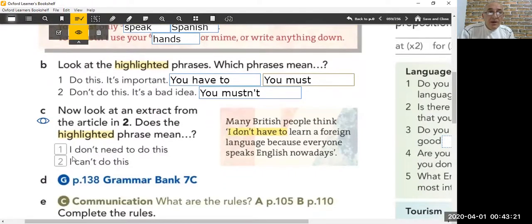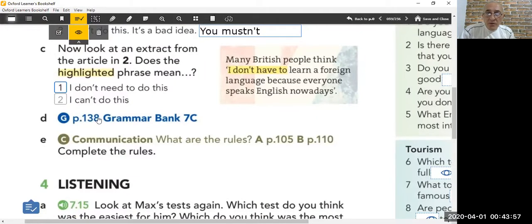Okay, I don't need to do this. I can't do this. All right. So many British people think I don't have to learn a foreign language because everyone speaks English nowadays. Is this number one or number two? Think about it. It sounds like number one. I don't need to do this. So it's not a must. Okay? Right?